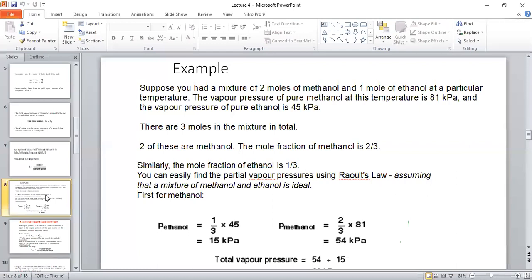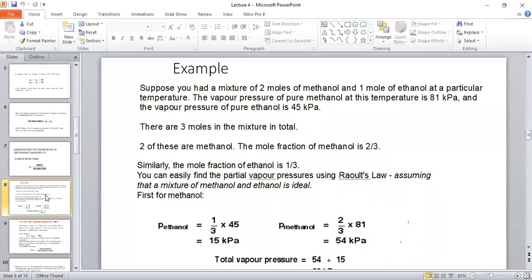So now for methanol, to get the mole fraction, it is 2 moles of methanol divided by 3, which is the sum of methanol and ethanol in that mixture. Similarly, the mole fraction of ethanol is 1 divided by 3. That is 1 of ethanol divided by the total, which is methanol and ethanol.